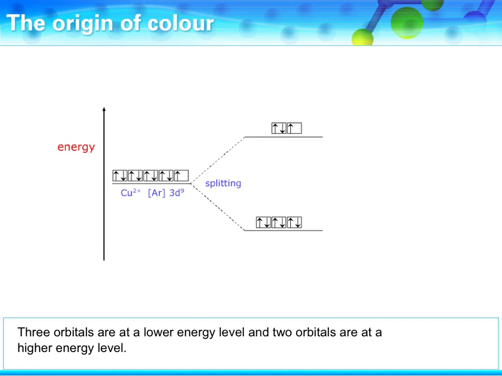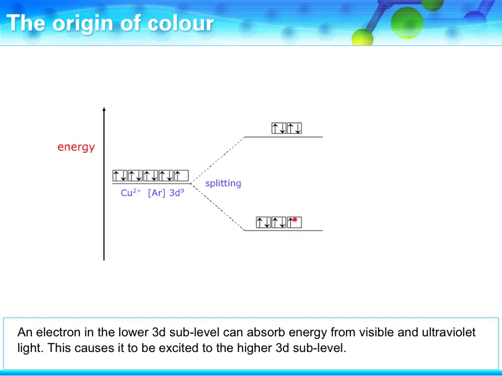Here you can see there are fewer electrons in the higher energy level, as the electrons are obeying Hund's rule in that they'll occupy the lowest energy level first before pairing up. So all the paired electrons are in this lower energy level here. It just so happens that an electron in the lower 3d level can absorb energy from visible and ultraviolet light and causes it to be promoted to the higher 3d sublevel.